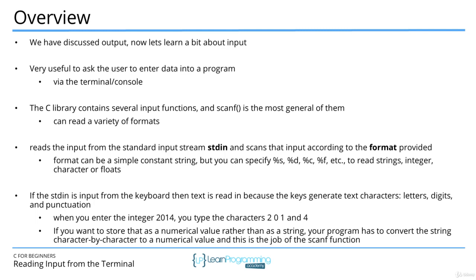If the standard input is the keyboard, which is the default, what's going to happen is as you type in text via the keyboard, it's going to take that text, put it into the C program, and convert that text. And text is things like letters, digits, and punctuation. So even though you're typing in a number, it's still text because it's coming from the keyboard. So if you enter the integer 2014, which is a number, essentially what's happening is you're typing the characters 2, 0, 1, and 4.